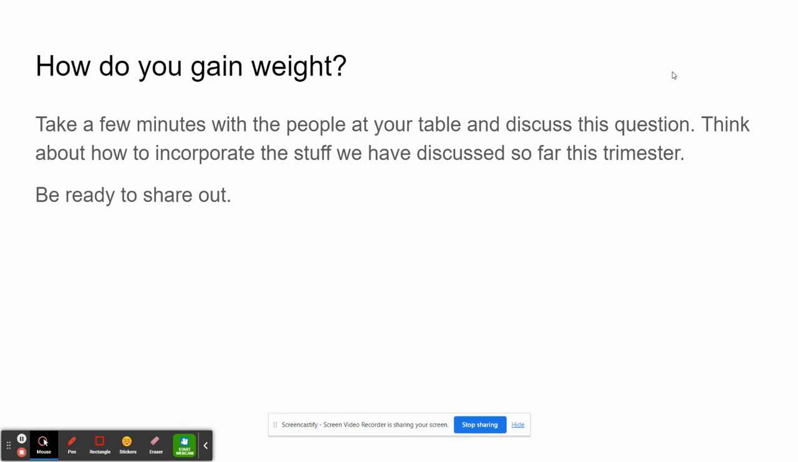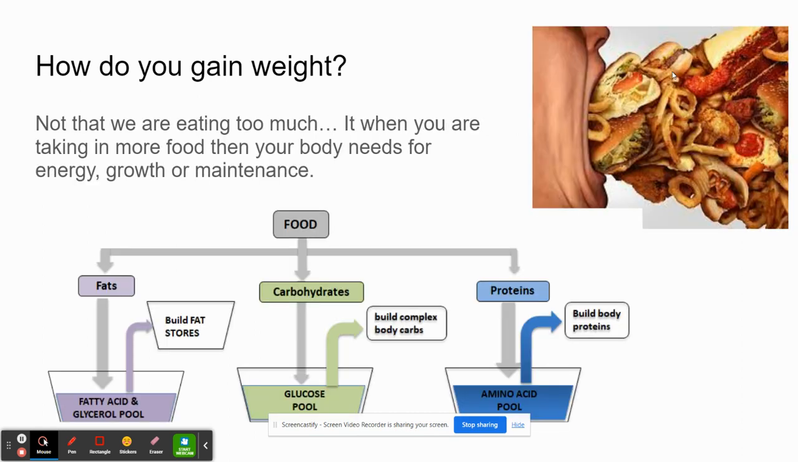So how do you gain weight, thinking of macromolecules and inputs and outputs and what we're doing with those things? So take a second, pause the video if you want, and think about that really fast. Get some ideas. Hopefully, you remember that you're gaining weight because you're eating too much food.